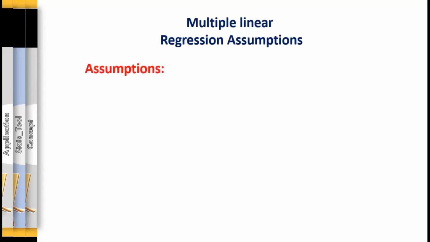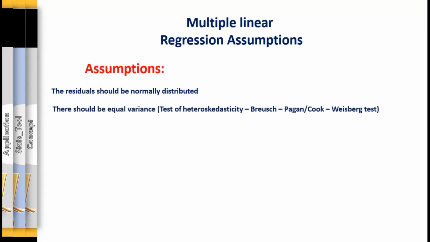First, the residuals should be normally distributed. In other words, the residual should pass the test of normality. The second assumption is the equal variance assumption, where we expect that our variables should have equal variance. And we can check that using the Breusch-Pagan or Cook-Weisberg test of heteroscedasticity.